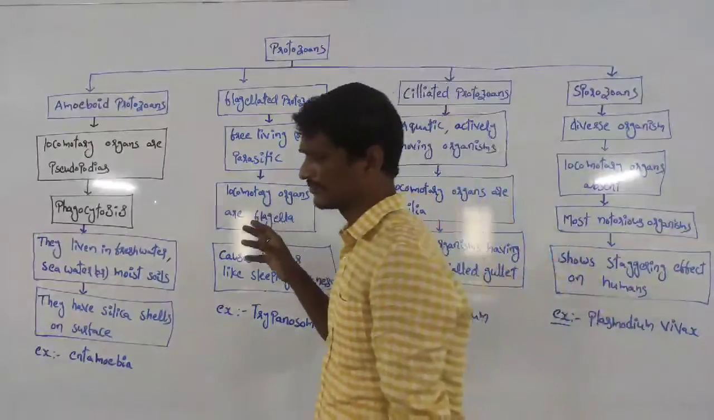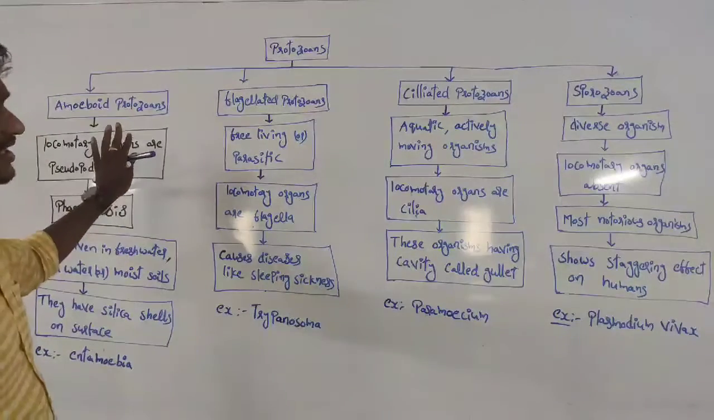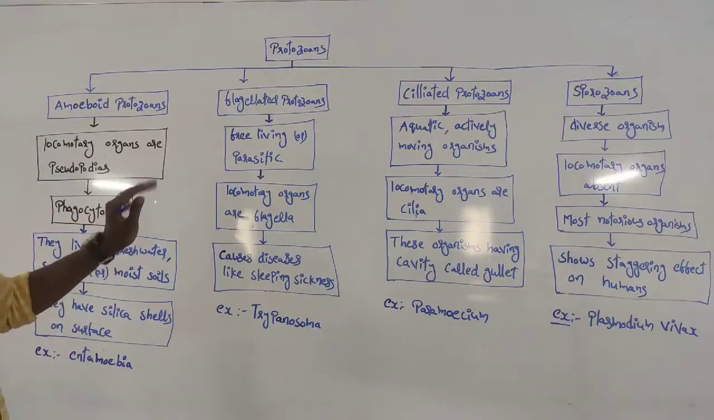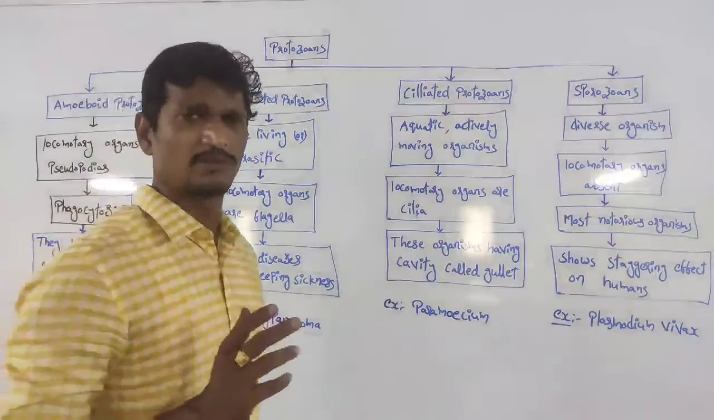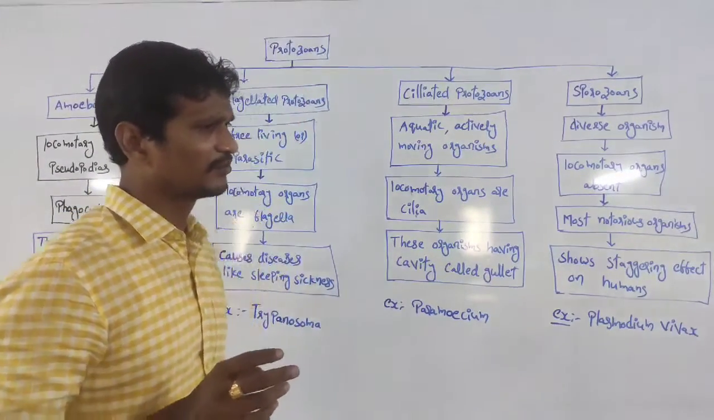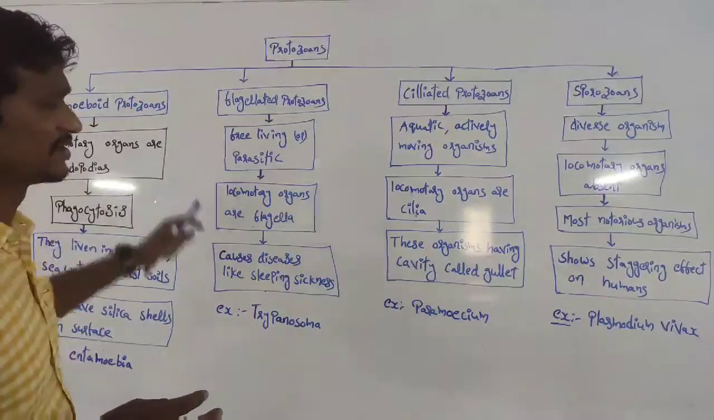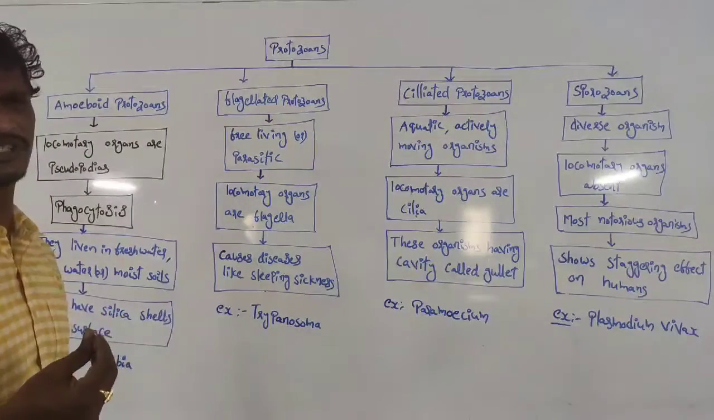And again, these are classified. I thought we already discussed, but not in explanation. And this is a detailed explanation regarding the protozoans. These protozoans are classified based on the locomotory organs. And all of you remember, the very first type is called amoeboid protozoans. We know the amoeba is the best example.